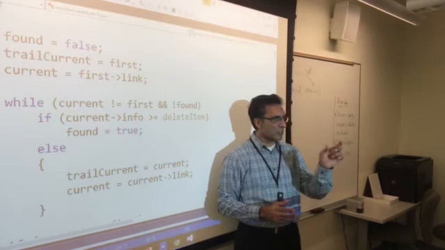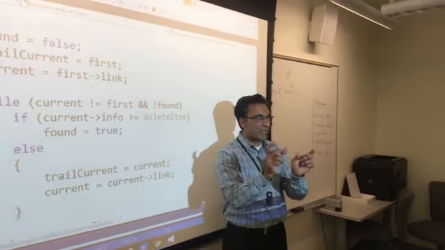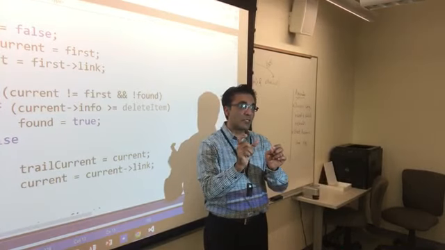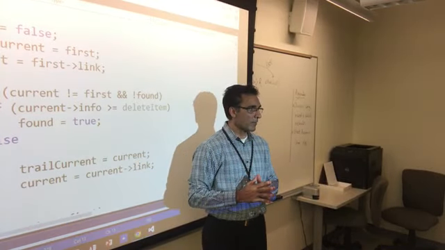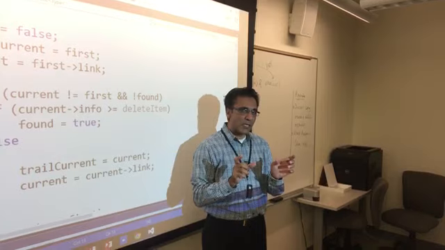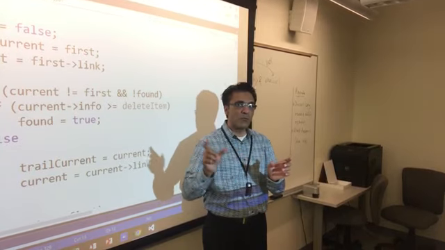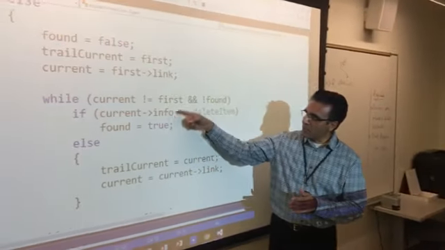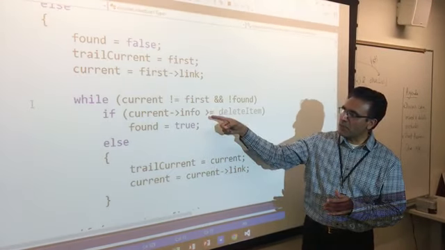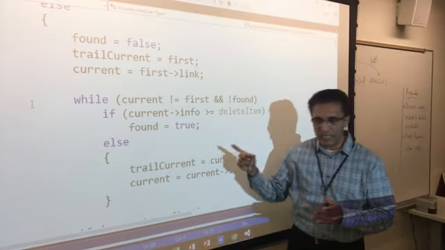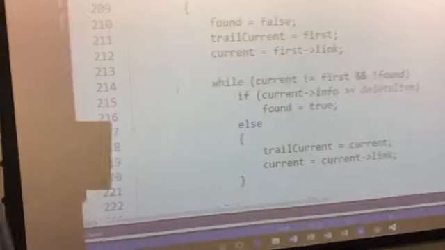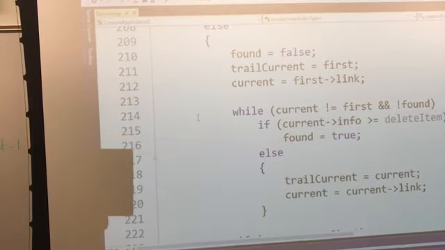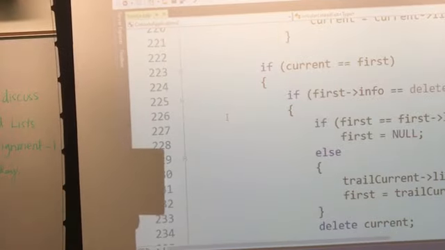What it means is take the trail current, move it to the second node, and take the current pointer, move to the third node. So we are just gradually ensuring that two of these pointers are moving one step further. If one of these conditions is true, if the current info is greater or equal to delete, then we have something to look at. So let's see what happens underneath here.